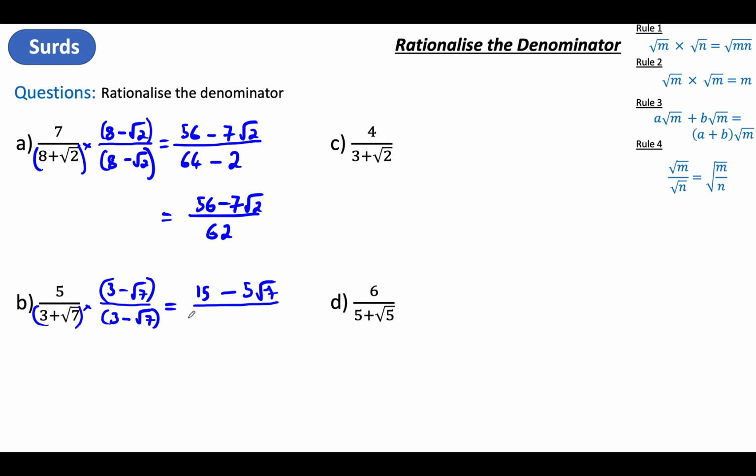Underneath, let's FOIL. 3 times 3 is 9. And then I'd end up with 3 lots of root 7 and negative 3 lots of root 7. So that will disappear eventually. Take away root 7 times root 7 is 7. So we have 15 take away 5 root 7 all over 2. Because 9 take away 7 is 2.